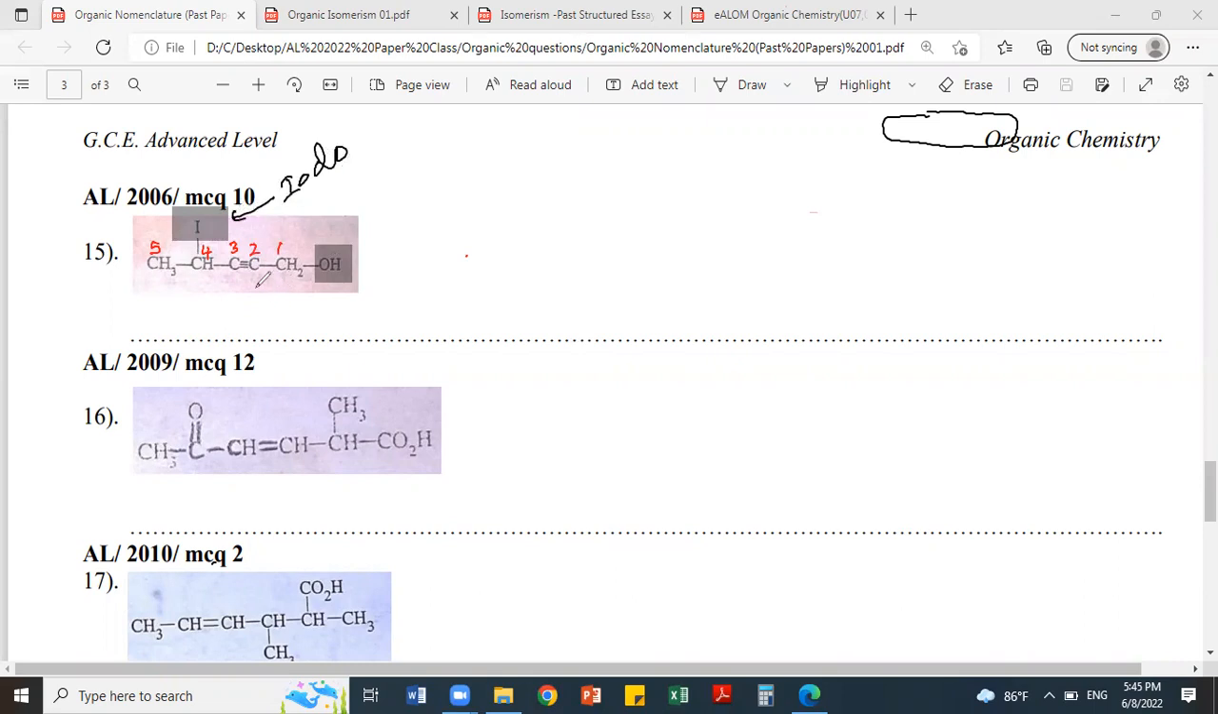So now you have to write the name. When you write the name, you have to represent to which carbon they are attached. Iodo is attached to the 4th carbon. Right?